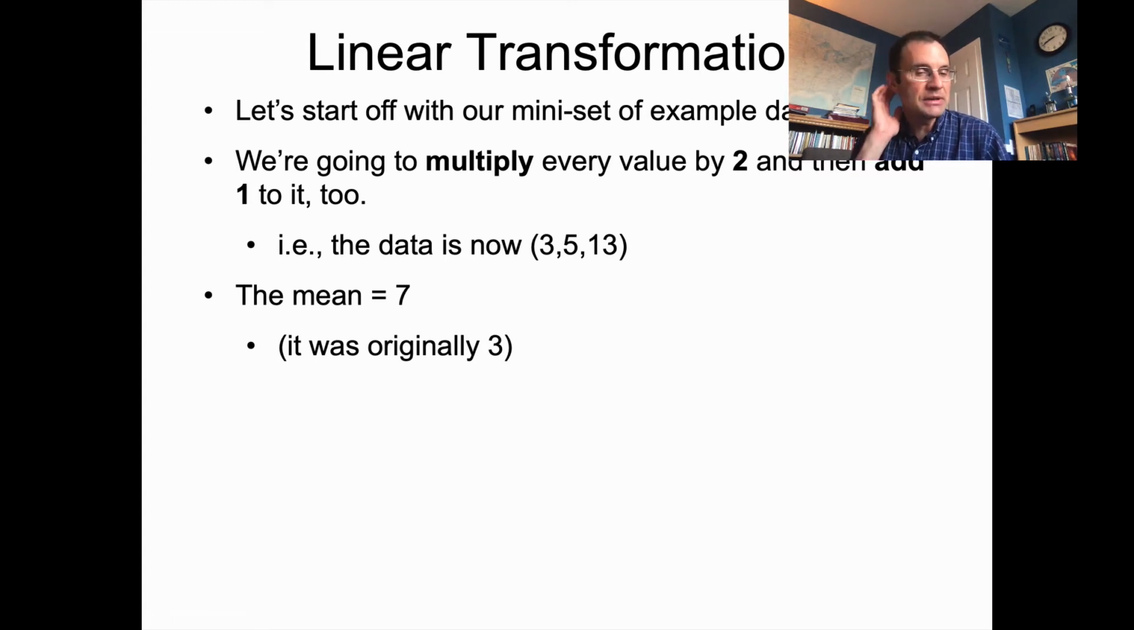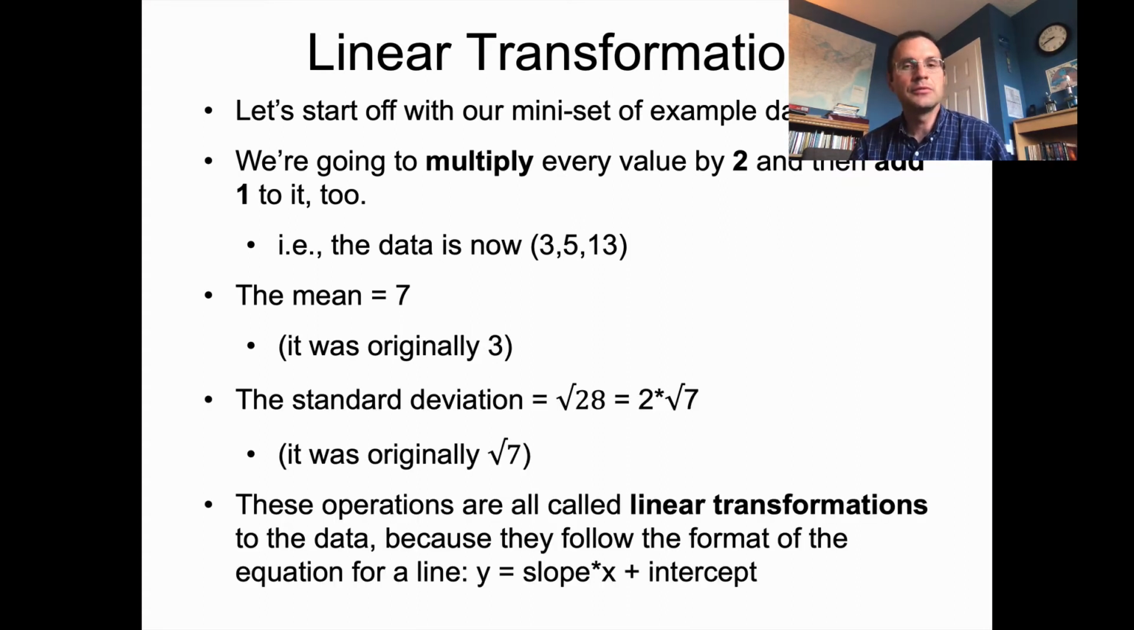And maybe you can guess as well. You can work through the math if you want to, but if you do this for this particular data set and get 3, 5, and 13, and then figure out what the standard deviation is, it's going to have the same effect as multiplying everything by 2, because the addition doesn't have an effect on standard deviation. So the standard deviation here will be 2 times the square root of 7.